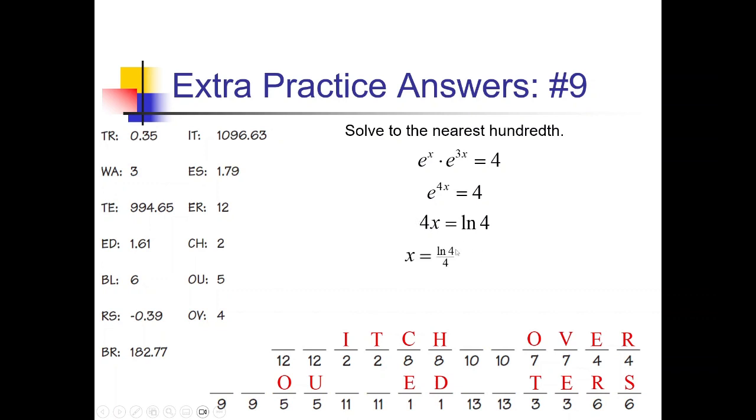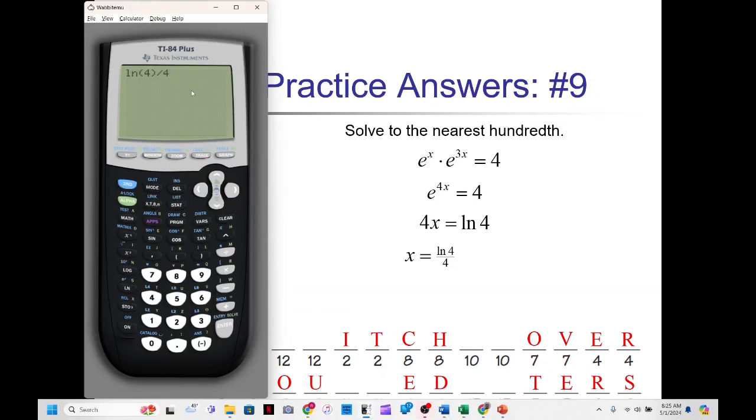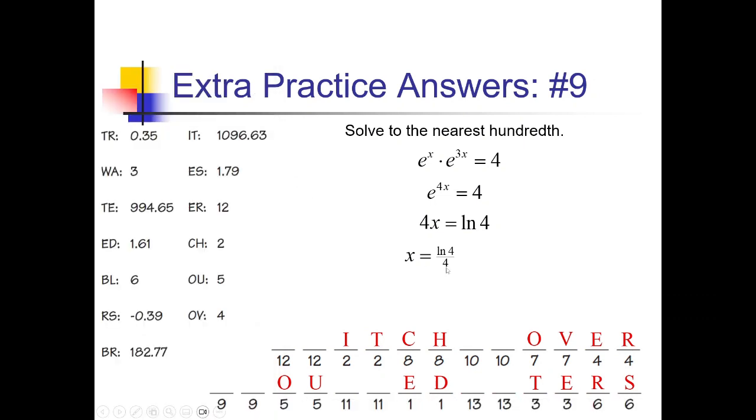So I'll just run ln of 4 divided by 4 on the calculator now. So ln of 4 divided by 4 is 0.35. 0.35 is TR, so that's going in spot 9 right there.